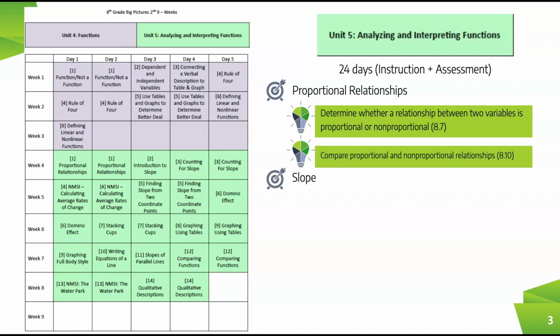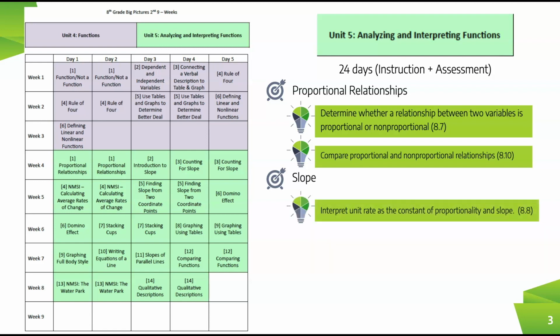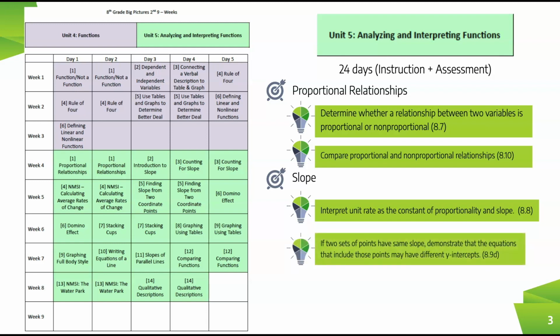We next move into a series of lessons on slope. New is interpreting the unit rate as the constant of proportionality and slope, as well as if two sets of points have the same slope, demonstrate that the equations that include those points may have different y-intercepts.